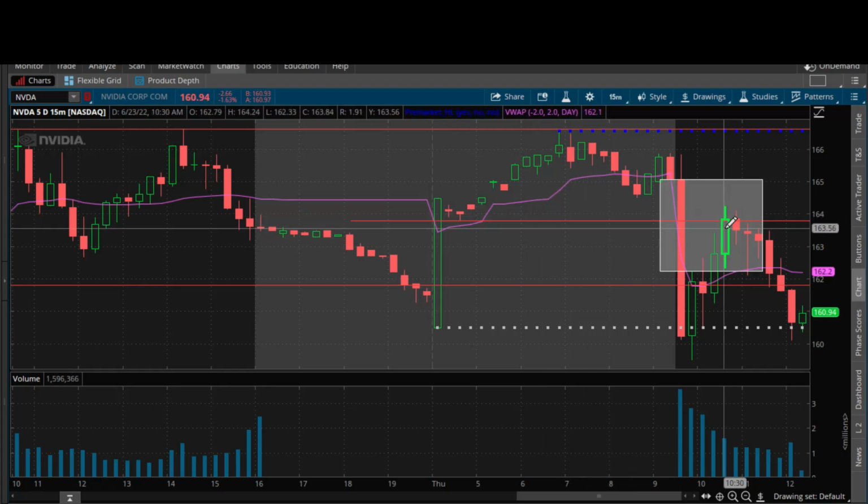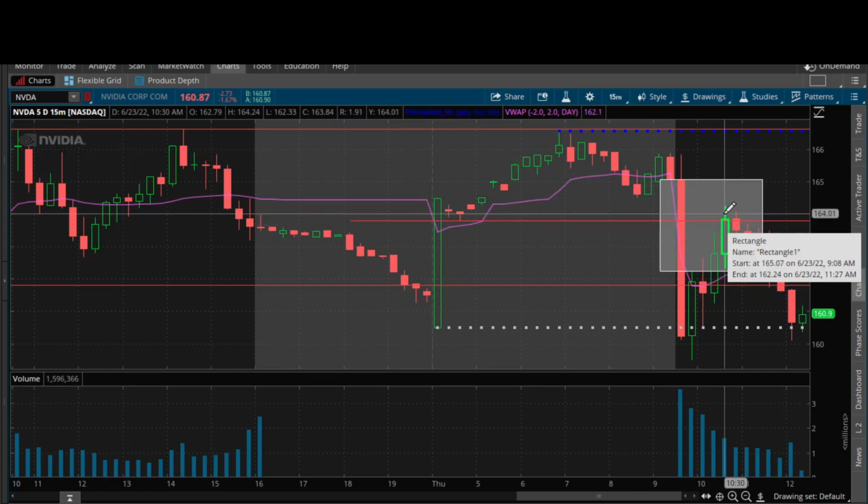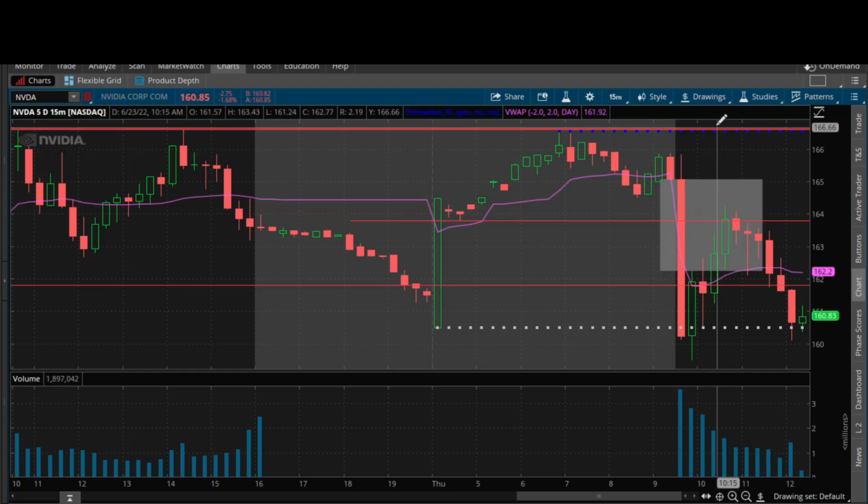So, yeah, I bought puts as it was coming up into 164. So that was my reasoning for why I was bearish on NVIDIA. That's my reason for why I bought puts on NVIDIA. Now, where was my PT? That's the next part. Where was my PT? Where was my stop?